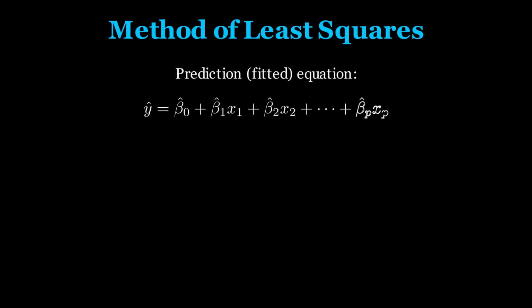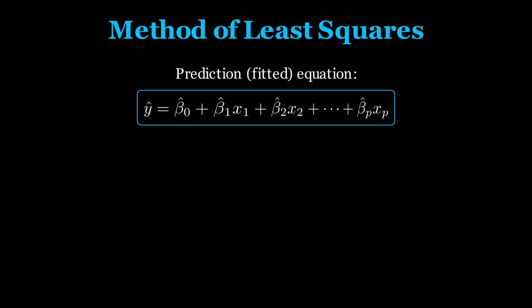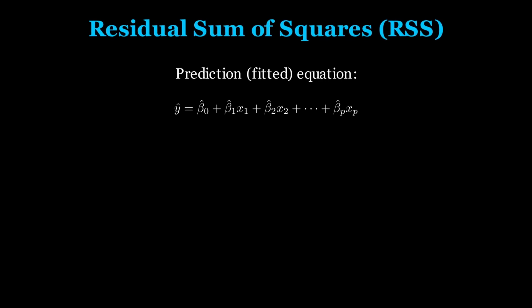Now let's talk about how we estimate the regression coefficients. Just like in simple linear regression, we use the method of least squares. The estimated regression coefficients, beta hat 0 through beta hat p, give us the fitted equation. We use this to predict y hat for any combination of x1 through xp. The residual sum of squares is the sum of squared differences between each observed yi and its predicted value y hat i. This is identical in spirit to the simple linear regression case.